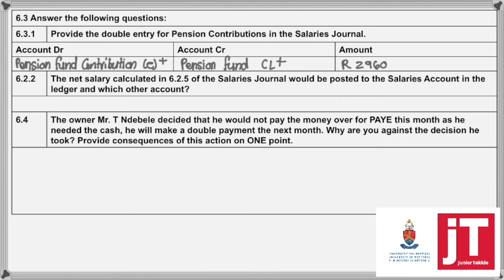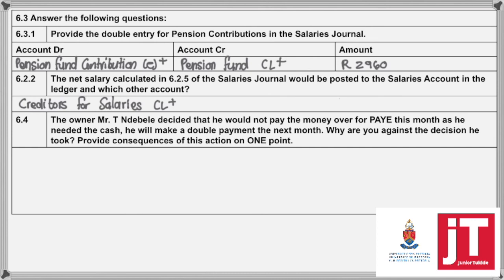The net salary calculated in 6.2.5 of the Salaries Journal would be posted to the salaries account in the general ledger, and which other account? The salaries account is the total cost to company, and then who is owed? The employee, the creditor, so therefore creditors for salaries, which is a current liability.